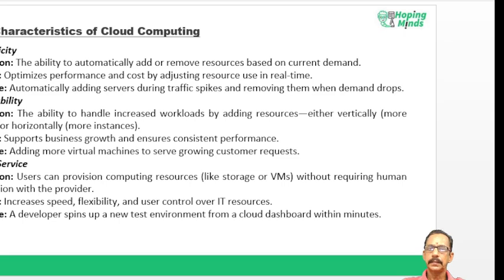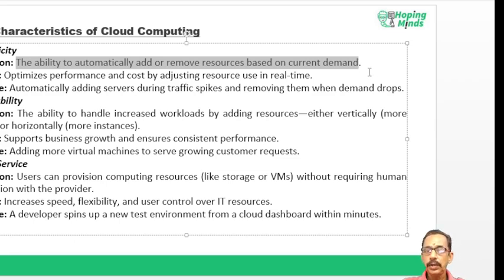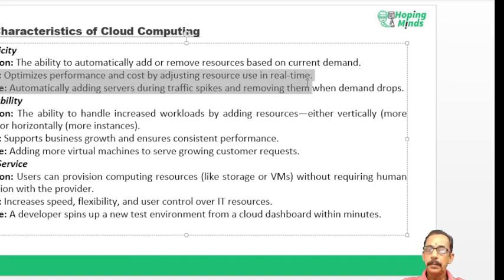And similarly, elasticity, scalability, self-service. We have already discussed everything. Elasticity is the ability to automatically add or remove resources based on your current demand. So naturally, it optimizes performance and cost by adjusting the resources used in real time.